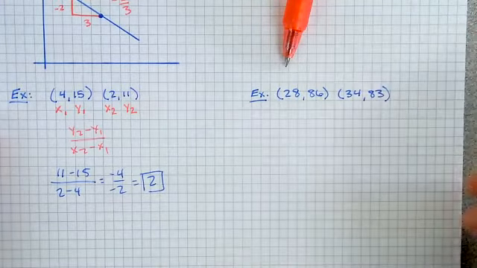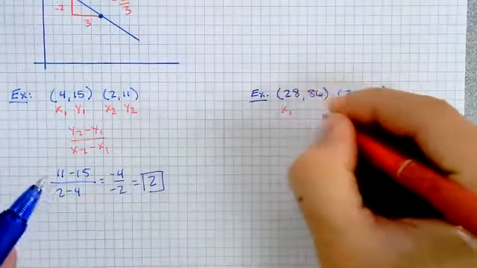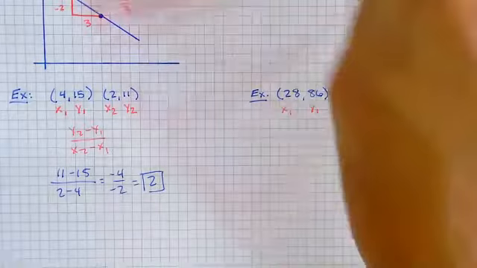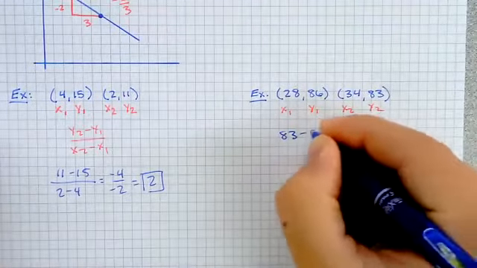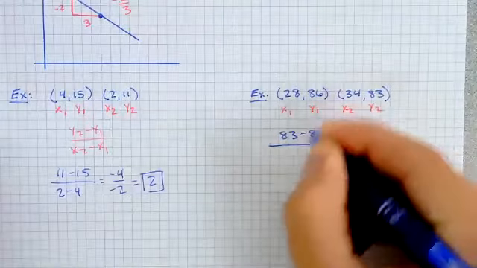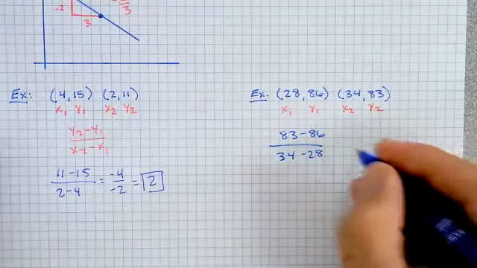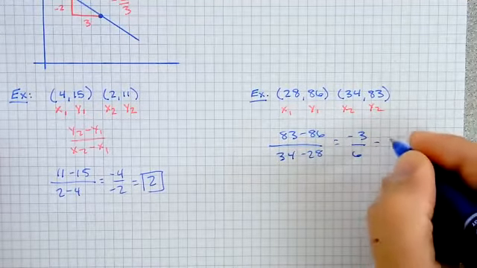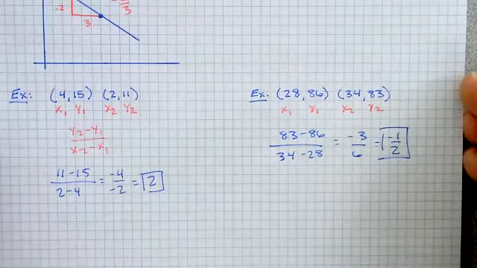Okay, second one again, x1, y1, x2, y2. We get 83 minus 86, and I get 34 minus 28. So I get negative 3 over 6, negative 1/2.